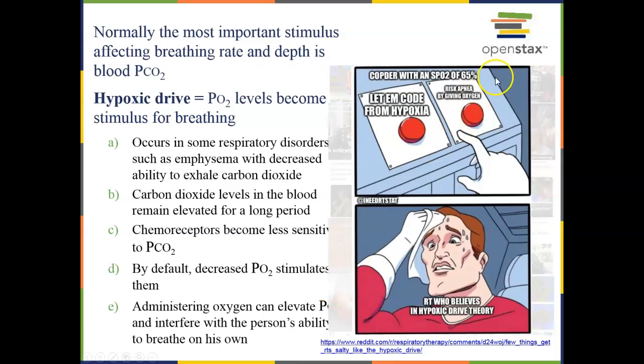So that's kind of what this cartoon over here is. Here you have a COPD-er, so someone with COPD. They have a low oxygen level. So you can choose to let them code from hypoxia, they don't have enough oxygen, or give them oxygen and risk apnea where they stop breathing altogether. And so that's a really major problem with people with COPD.